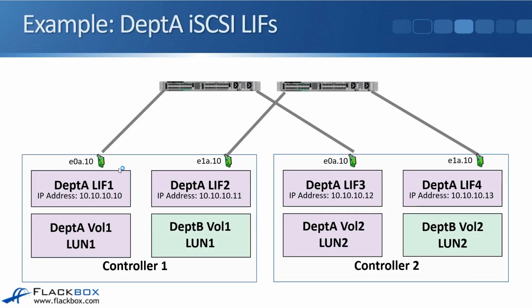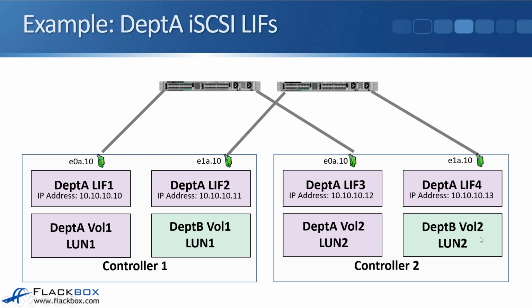So let's have a look at how we're going to lay out our LIFs. Looking at an example here, we've got a Department A SVM. They are using iSCSI, and they have a LUN1 in volume 1 and a LUN2 in volume 2. For Department A iSCSI access, we configure Department A LIF 1 with IP address 10.10.10.10, LIF 2 with 10.10.10.11, LIF 3 is .12, and LIF 4 is .13. So you can see that on each of our nodes, we've got two LIFs because we're connected to two separate networks.